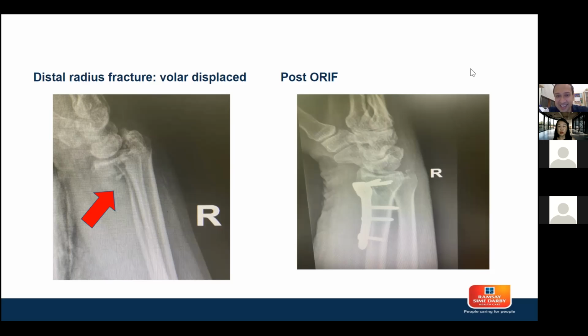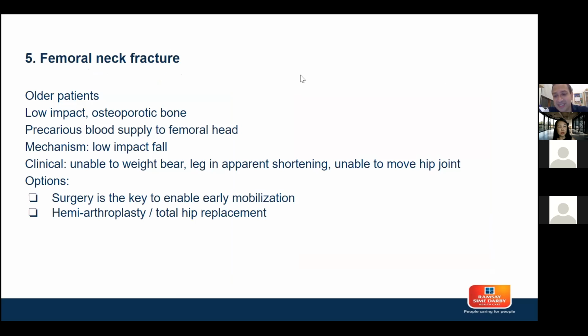Okay. All right, femoral neck fractures are common in older patients. These are low impact osteoporotic fractures. You always get a lot of people slip and fall in the bathroom, a very common sort of injury. Clinically, they're unable to weight bear. The limb will look shorter than the other side, and they're unable to move the hip joint.